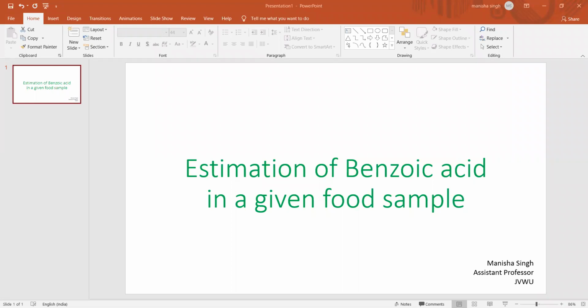Today I am teaching you estimation of benzoic acid in the given food samples, in the subject fruits and vegetable processing lab. So first of all, you need to know what preservatives are.